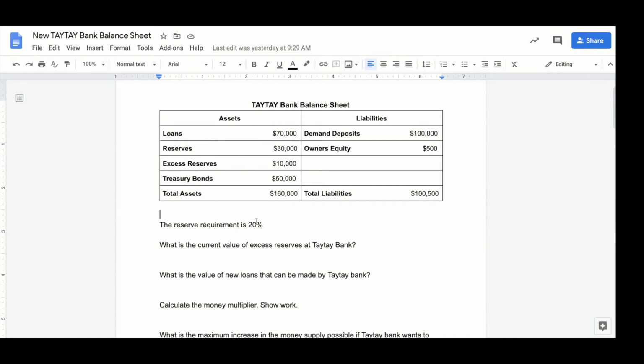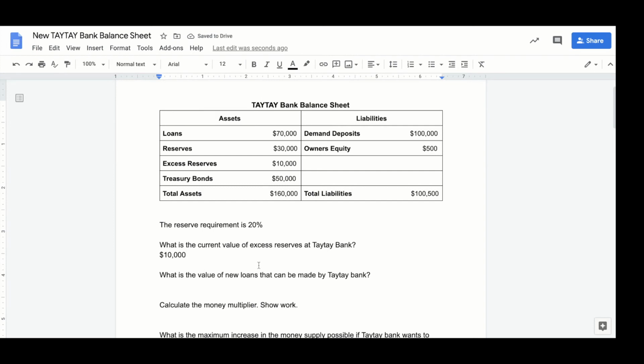And so our reserve requirement is the second thing we need to look at. So right now, our reserve requirement is 20%. So if the reserve requirement is 20% and we have $100,000 in demand deposits, well, 100,000 times 0.2 is going to be $20,000. This bank is required to hold on to $20,000 at all times. Right now in our reserves, we have $30,000. That means that we have $10,000 in excess reserves. There's $10,000 above the required reserves that this bank is holding on to.